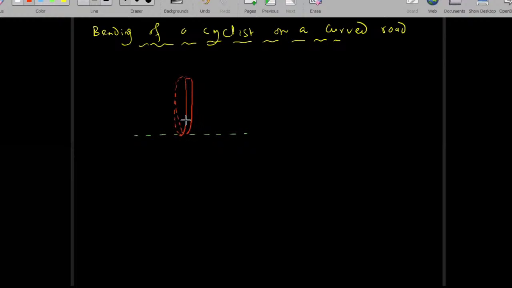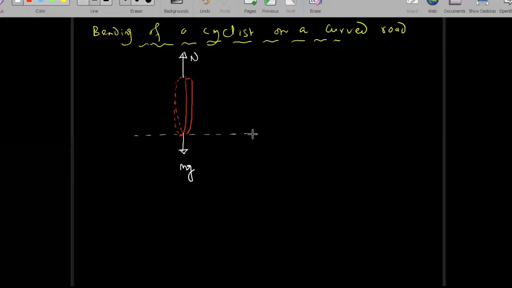Now, what are the forces acting on this? One is the normal reaction, obviously. This is N in the downward direction. This is mg, right? And if it is standing on a flat road, then what will happen actually? Then the centripetal force will act towards the bending. Correct only.